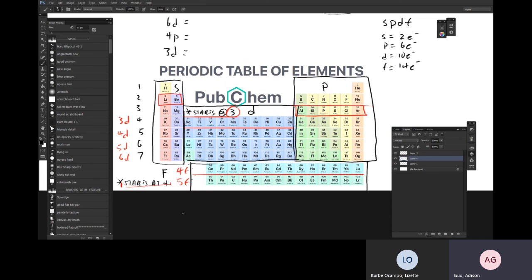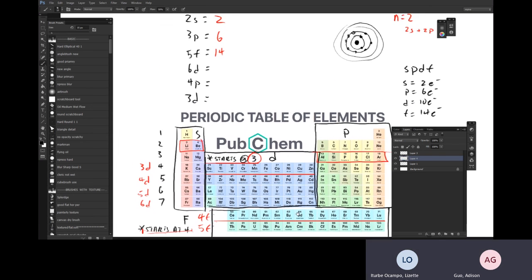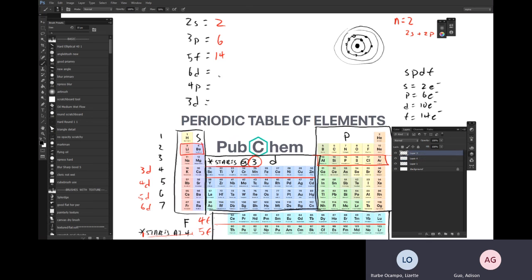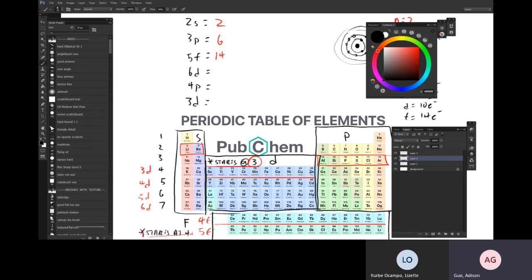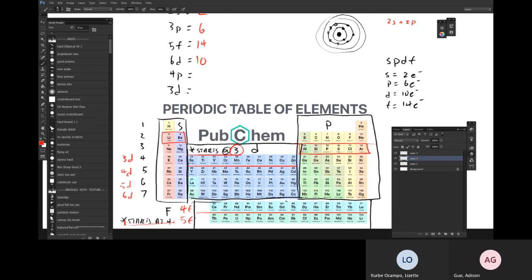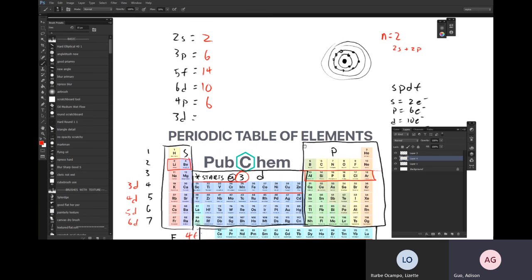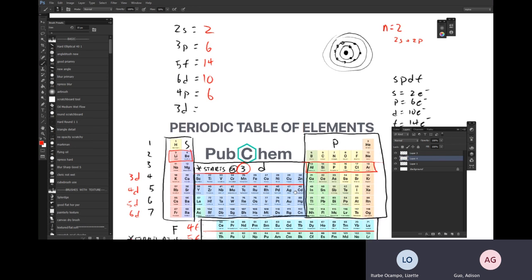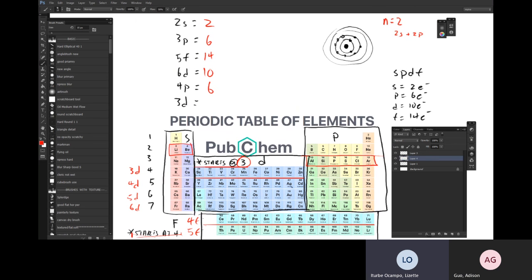Okay. So in 6D there is definitely 10. Now what about the 4p? 6. And 3d? Where's D? 10. Yep. So nice, they're kind of always the same. Awesome.